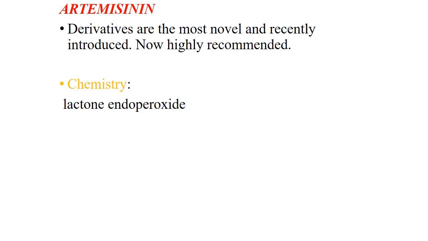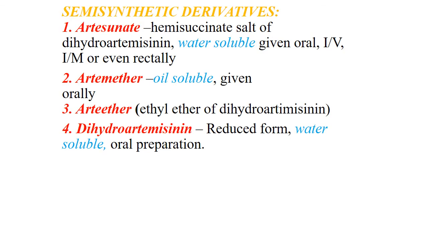Now the next drug is artemisinin. Its derivatives are the most novel and recently introduced, now highly recommended. Its chemistry is that artemisinin is a lactone endoperoxide. Semi-synthetic derivatives include artesunate, which is the hemisuccinate salt of dihydroartemisinin, water-soluble, given orally, IV, IM, or even rectally.